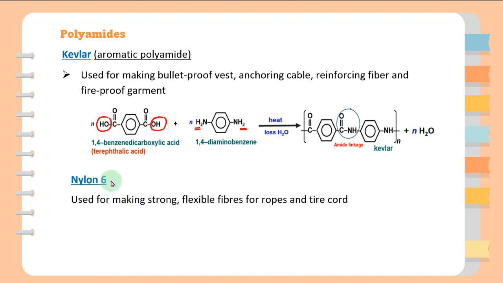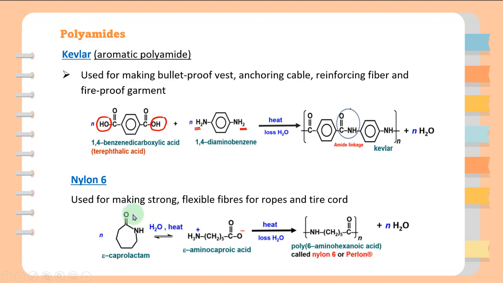For this Nylon 6, the common use is to make strong and flexible fibers for ropes and tire cord. For this Nylon 6, you need to remember its monomer. It is a cyclic structure, and when it undergoes polymerization, it opens up into a straight chain polymer, in which it involves two functional groups. Here you have the amino group, and over here you have your C double bond O, which comes from your carboxylic acid. So condensation, you remove N molecules of H2O.